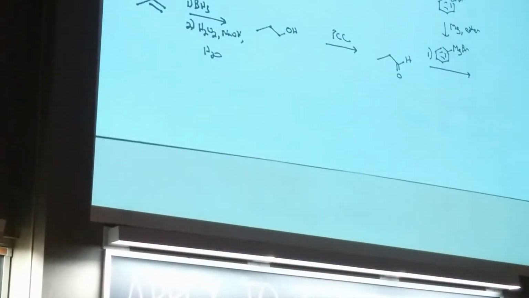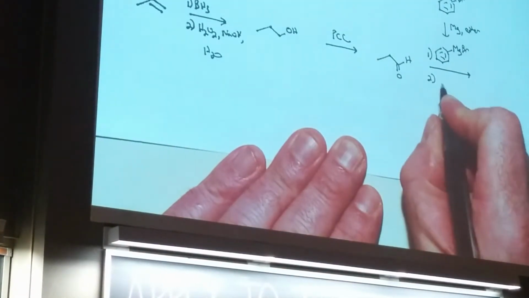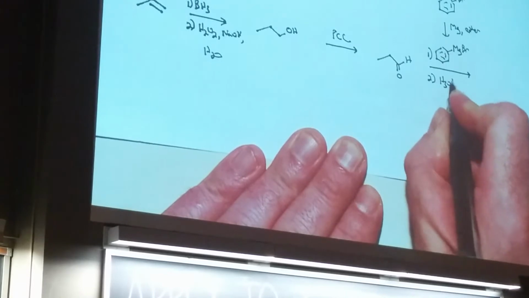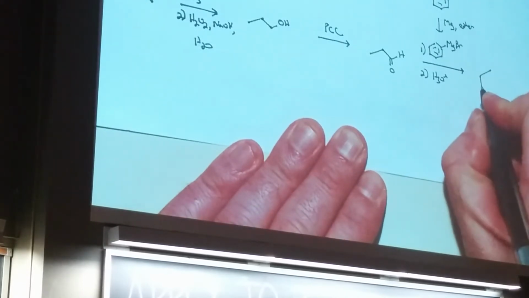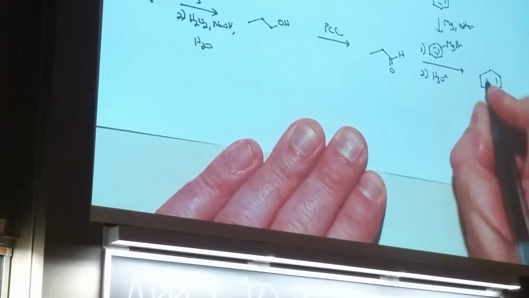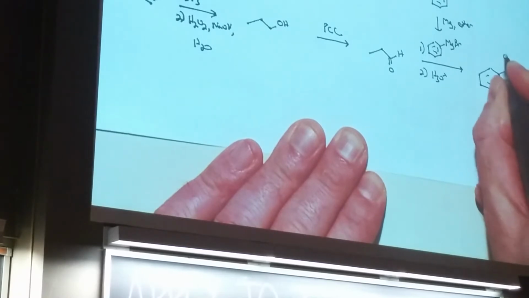I'll write the Grignard and have it come in like this. If I take my bromobenzene, hit it with magnesium in an ethereal solvent, I'll get that Grignard, work that up with aqueous acid, and I will get this secondary alcohol.